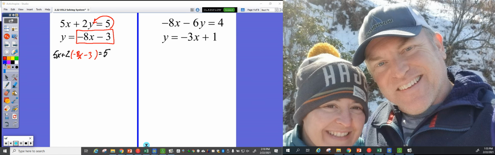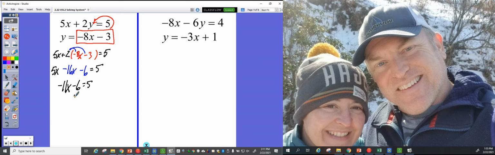So now we're just going to go ahead and solve this. I'm going to distribute this 2 first. That gives me a negative 16x minus 6. And again, we still have this 5x, and we have this 5. Now again, this is just our ability to combine like terms and solve an equation. So 5x minus 16x gives me negative 11x minus 6 equals 5. And by the way, for what you do for me in this class, none of your answers should ever be decimals.